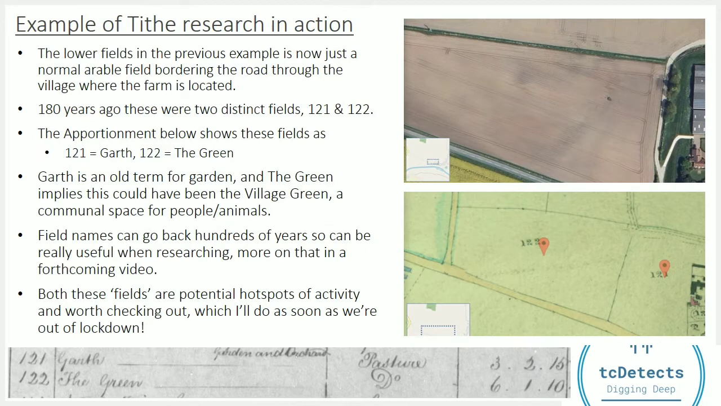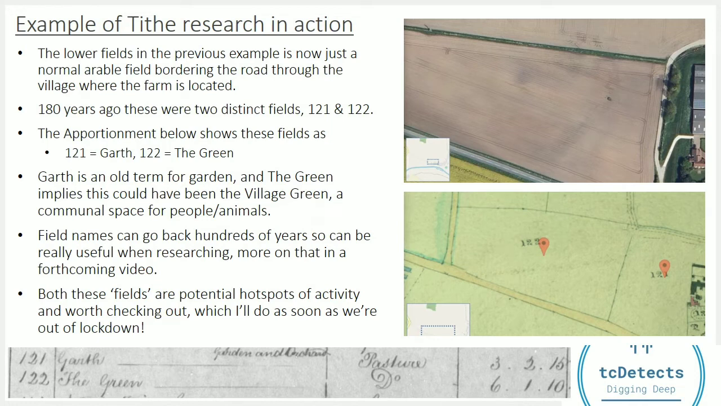So when I now look at the fields on my permission, the bottom 2 in particular, because they were newly split up, I've got 2 reference numbers, 121 and 122. When I look on the tithe apportionment for the area, I can see that 121 is the garth or a garth, and 122 is showing as the green.